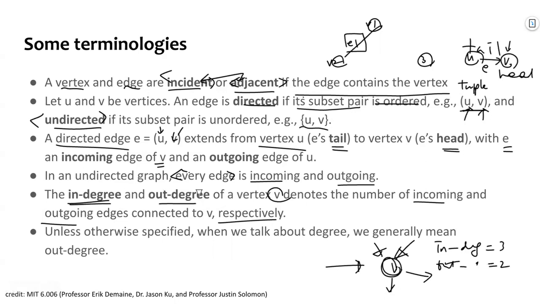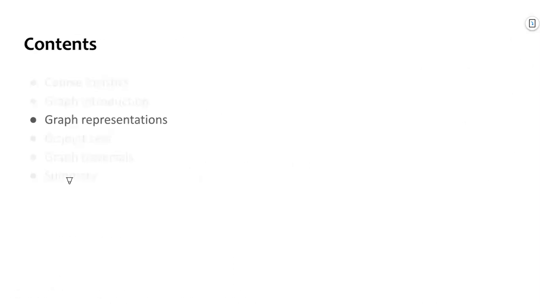So these are some concepts you need to remember. Unless otherwise specified, when we talk about degree, we generally mean out degree. So out degree is more general than in degree. So these are some terminologies we use when we discuss graphs. Okay, that was a brief introduction of graphs. And from now on, we're going to talk about how we represent graphs using computers.